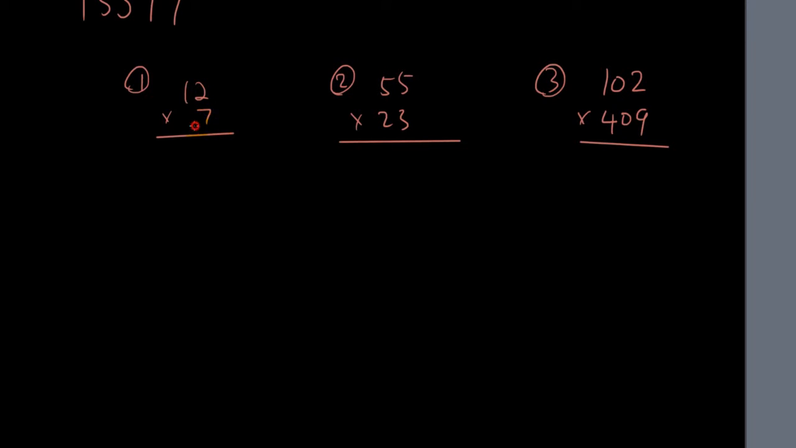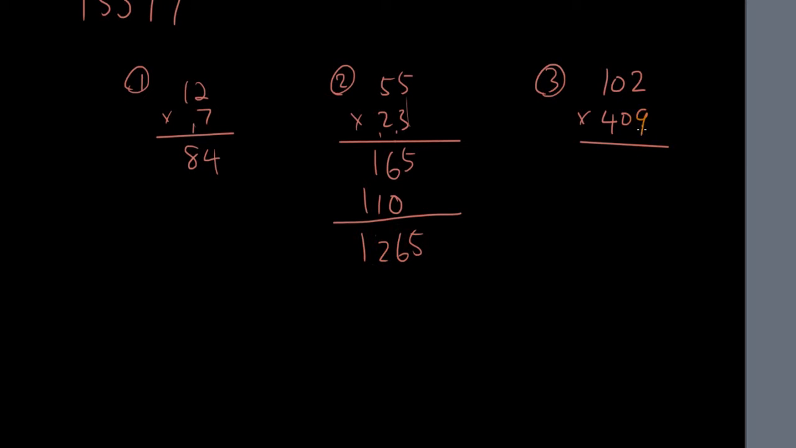So 7 times 2 is 14. 7 times 1 is 7, plus 1 is 8. 3 times 5 is 15, plus 1 is 16. 2 times 5 is 10, plus 1 is 11. Add them together, 5, 6, 2, 1.